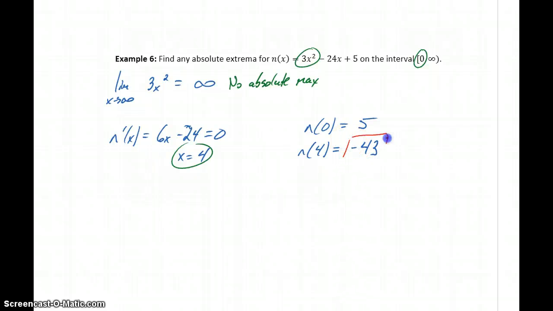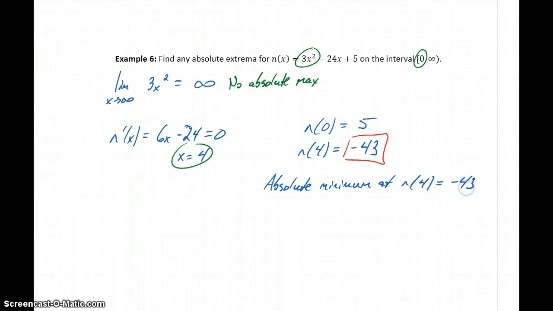In this case, the smallest of those two values occurs at x equals 4. So we know we have an absolute minimum at n of 4, and that specific function value is negative 43. So in this case, we don't consider n of 0 equal to 5 as an absolute maximum because the end behavior, that limit as x goes to infinity, approaches infinity, so that already rules out the possibility of having an absolute maximum. Our function is taking on larger and larger values, so 5 doesn't represent the largest value it will take on.